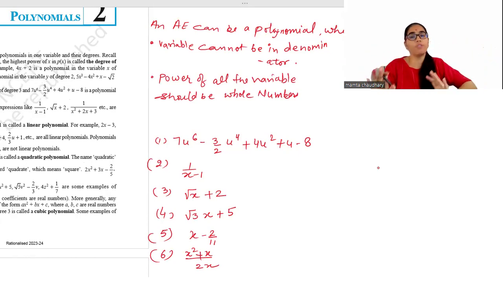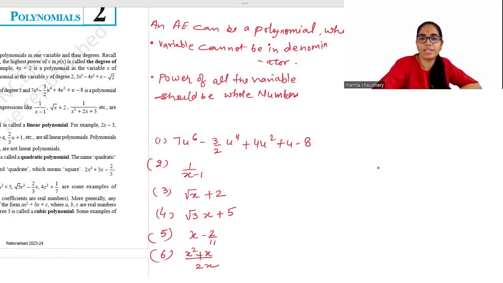Okay, the power of the variable. So basically you have seen two conditions. First, the variable should not be in the denominator. If it is there, we will try to remove it from the denominator. And second, we will check the power of the variable. If it is a whole number for all the variables in that particular expression, then we will say yes, that algebraic expression is a polynomial, otherwise it is not a polynomial.